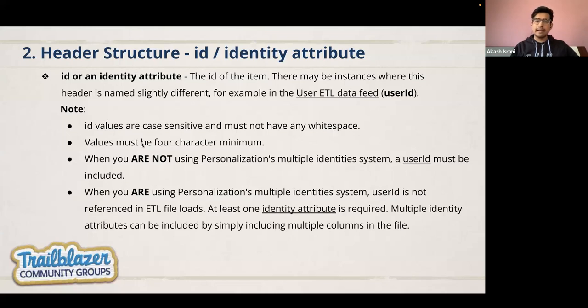And all the IDs or identity attributes that you use should be a 4-character minimum, all the values. And these final two points are very important. When you're not using the multiple identity system, which is the unique identifiers, you have to add a user ID within the file. And when you are using the multiple identity system, user ID need not be added. In that case, you have to use identity attribute. So if you're not using the identity system, you add a user ID. And if you are, then instead of user ID, you will be using identity attribute.